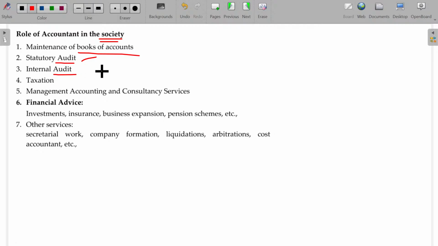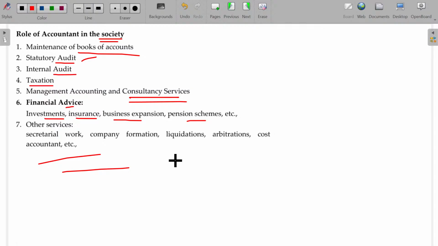Statutory audit is nothing but a legal requirement. You have to audit and submit to the government for payment of taxes, called statutory audit. Before that, for the management's purpose, to know whether any theft or malpractice happened, they need to audit themselves for their own requirement. For that, they will have the internal audit. And taxation also you can do, and you can provide consultancy services, financial advice like investment advice, insurance, business expansion, pension schemes. You can give all the advice.